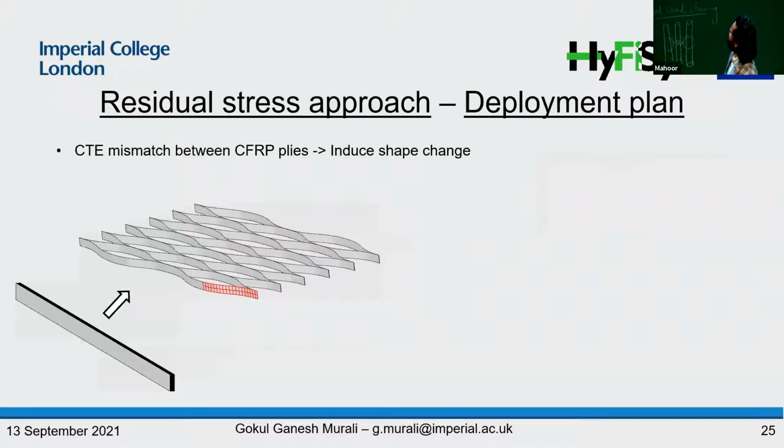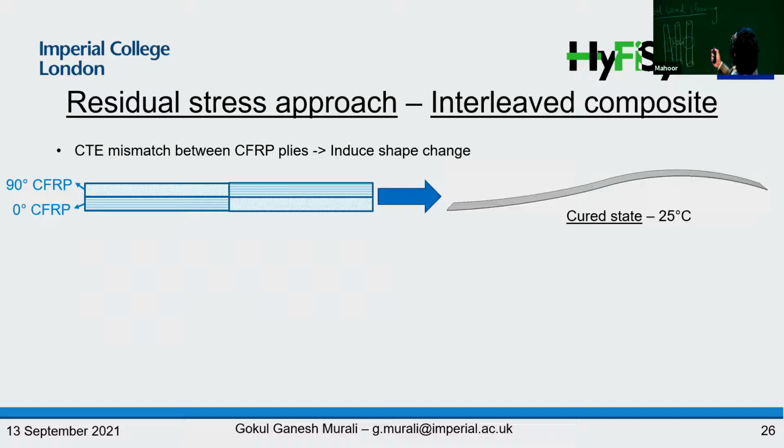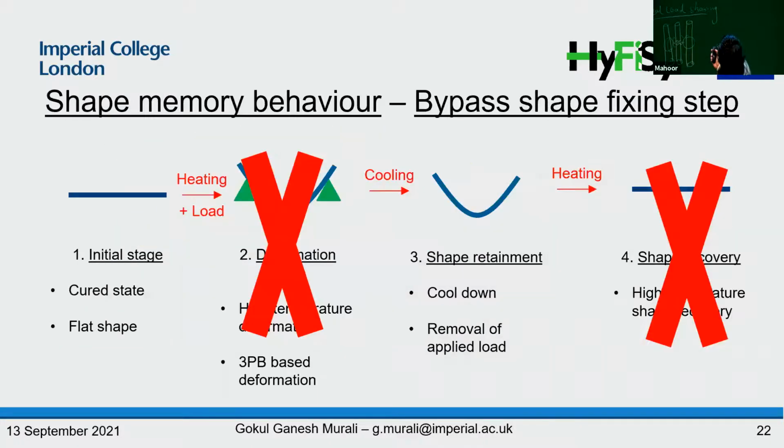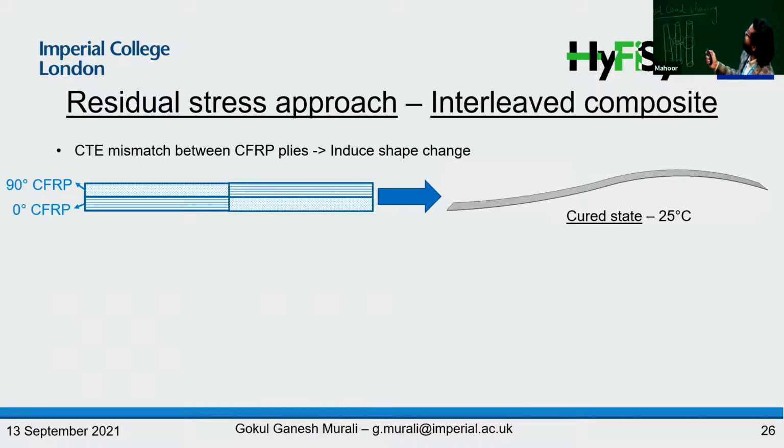To create these composites from a flat to a deployed shape, we need to have a repeating unit like this deformed shape. So how we achieve this is by having 0, 90 and 90, 0 layers. If we have this layer, then this mismatch of coefficient of thermal expansion in 0 and 90 degree will deform the composite into a shape like this, shown on the slide, in its cured state.